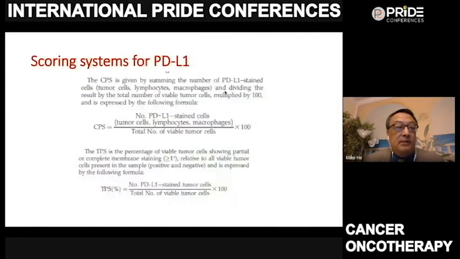Next slide, please. This slide demonstrates another way of evaluating PD-L1 immunohistochemistry, which is called the TPS. The TPS is expressed by the number of PD-L1 stained tumor cells, so this time it's only tumor cells, no immune cells, divided by the total number of viable tumor cells. So this is how we performed the immunohistochemistry for this study. Next slide, please.